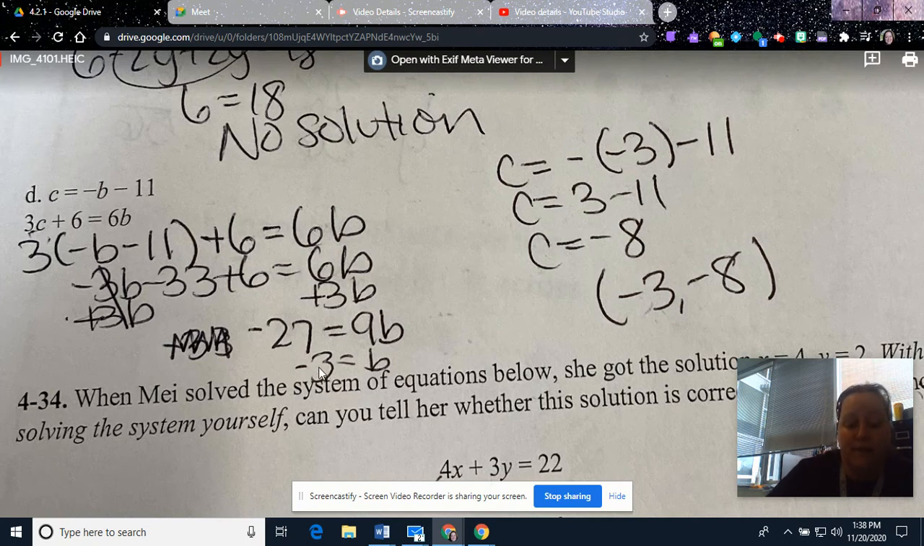Now this one, you have to be really careful because if you put in negative 3 here, it's going to be really easy to lose that negative sign. Remember, it's negative 3. And so that'll make it a positive 3. So 3 minus 11 equals negative 8.